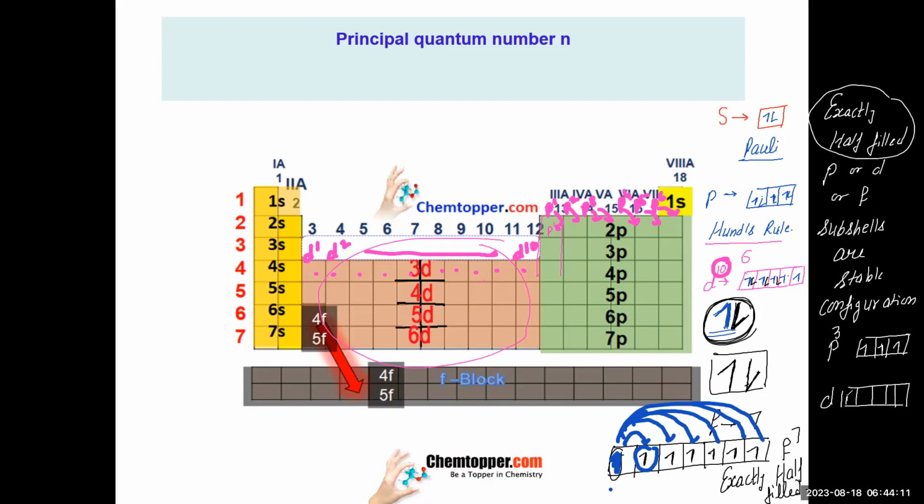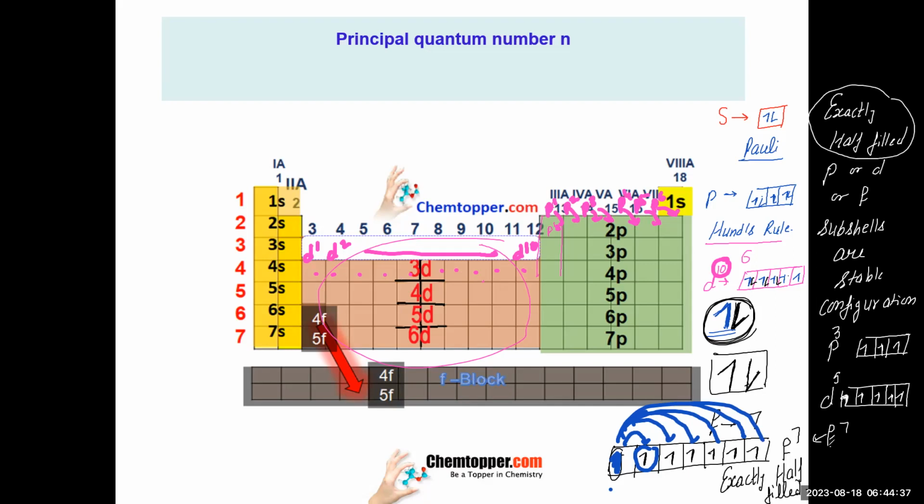So 5 electrons, D5, that is exactly half filled. So nature likes it. Nature is more in favor of exactly half filled than partially filled, right? And F7, which I have made here. So you make this in your notebook. You can hear me, right?